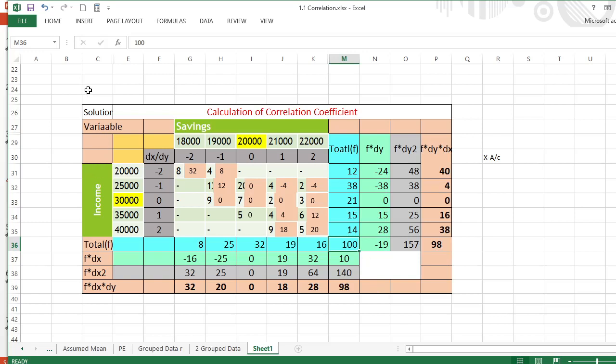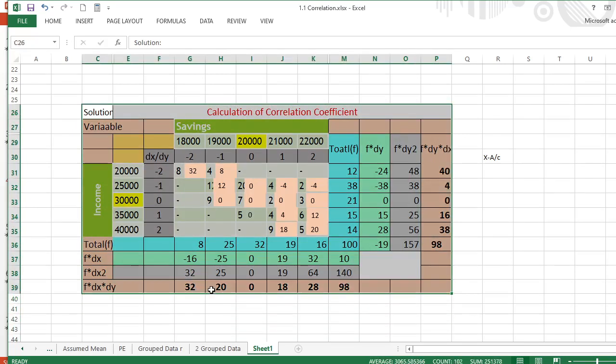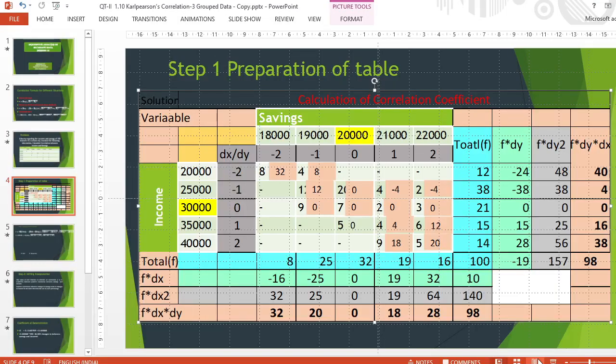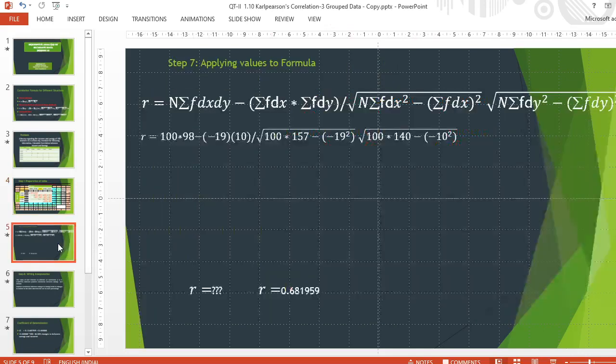Hope you understood the preparation of this table. After this, I'll copy the values and I'll paste my solution. So we have prepared the table for our Karl Pearson's coefficient of correlation. After this, I need to apply the values to the formula.